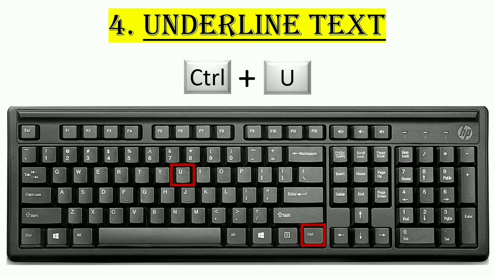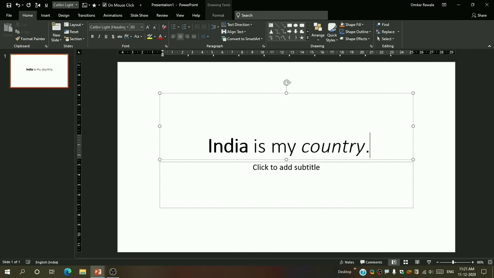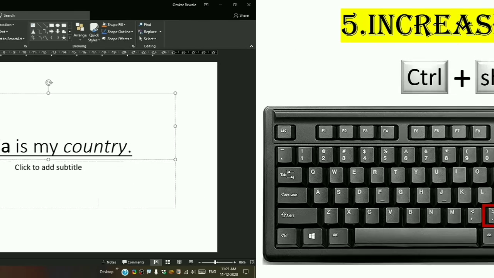The fourth one is underline text. The shortcut key is Control plus U. Let us see that. Now I have selected the complete sentence and I will press Control plus U to make it underline, and see, the text has been underlined. So we have learned these three: how to make bold, how to make italic, and how to underline a sentence or any word. Let us move further.